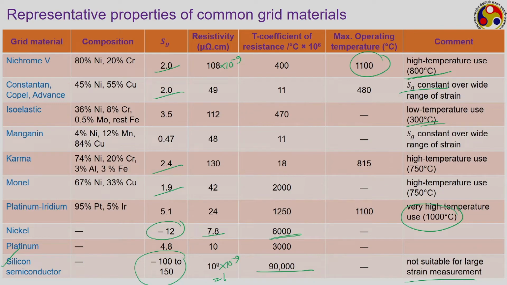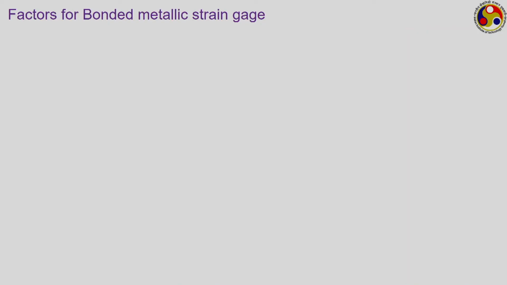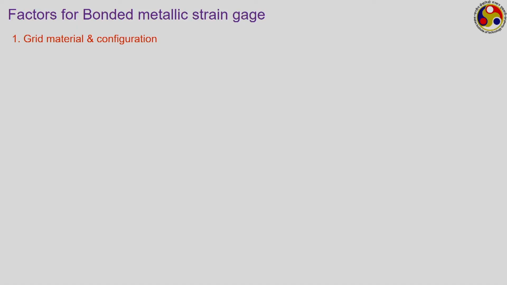Now, you know that strain gauges can be of several kinds, but the bonded metallic strain gauges are the most commonly used ones, and so we shall be discussing a bit more about them. The performance of bonded metallic strain gauges can depend on 5 different factors. The first factor is the grid material and configuration.